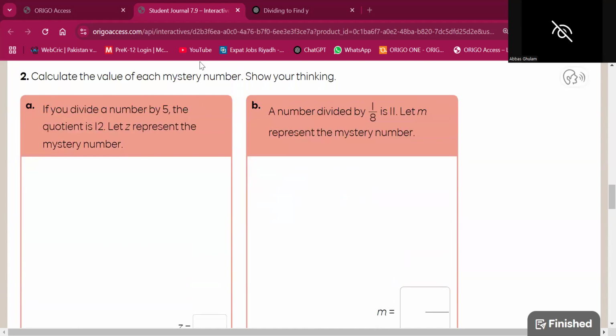This question is like the one we already gave before. I already gave you an example in the previous question. I would like to solve this. A number is divided by this. The number is unknown, so it is divided by what? 1 out of 8. I write here 1 out of 8. That is equal to 11. So m represents the unknown number or mystery number. I will use here m.